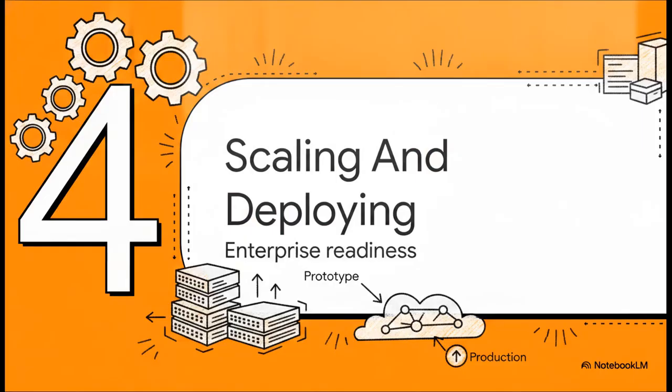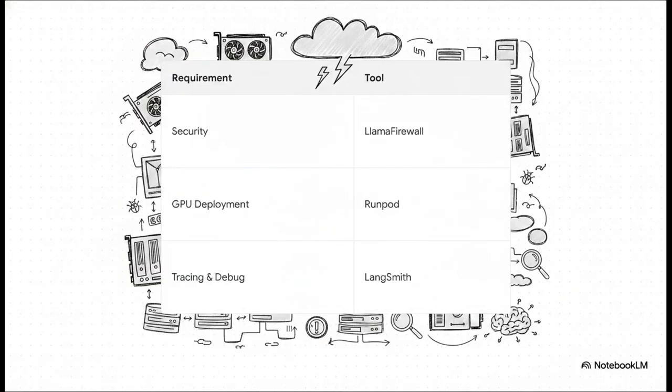That brings us perfectly to Section 4, Scaling Up and Deploying, Enterprise Readiness. And the repository brilliantly illustrates exactly how to tackle those scaling challenges by directly mapping abstract production requirements to specific tools. It just removes all the guesswork. If you need GPU deployment for heavy workloads, it teaches you RunPod. If you need tracing and debugging to meticulously monitor your agent's performance, it shows you how to integrate Langsmith. It literally takes the headache out of choosing the right infrastructure for your stack.